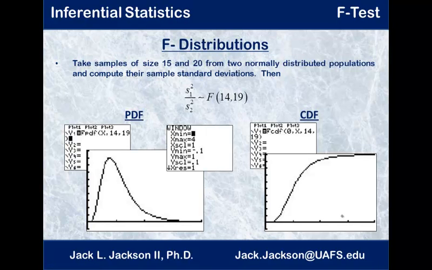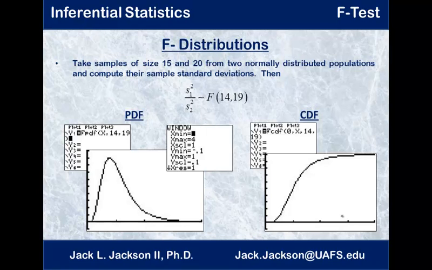So here's an example. If we take samples of size 15 and 20 from two normally distributed populations and compute their sample standard deviations, then the ratio of the variances, s1 squared, so that's variance of sample 1, divided by the variance of sample 2, is distributed by an F distribution with 14 and 19 degrees of freedom. So if we wanted to graph the PDF, we can do this with the built-in function on our TI calculators pretty easily.